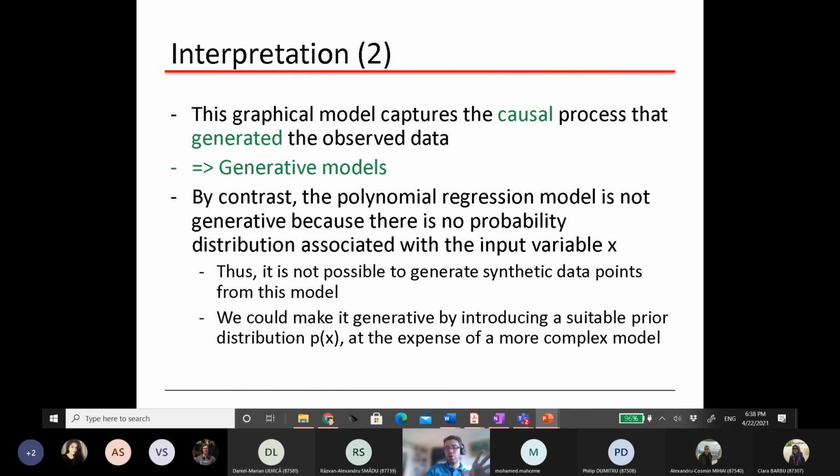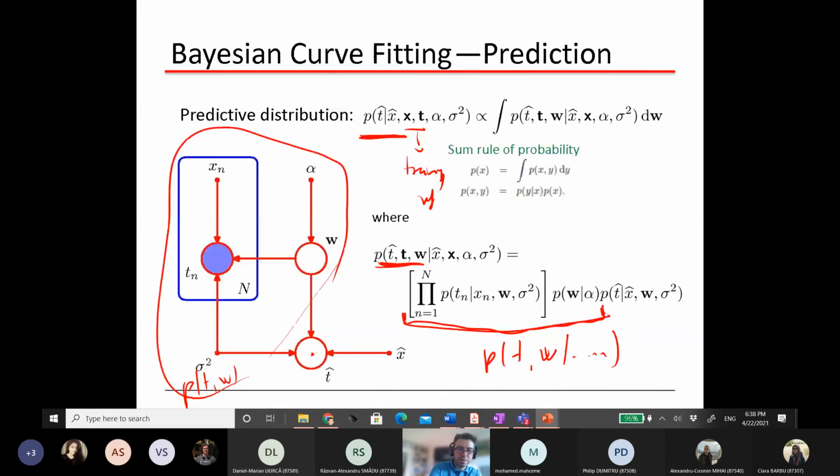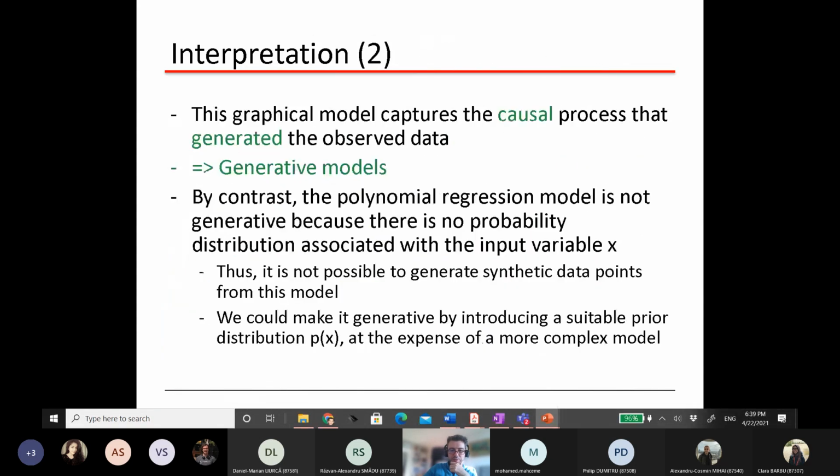And we say that not all models are generative models. For example, the polynomial regression models that we have seen are not generative because we don't have any probability distribution associated with X, the input variable. If we had a probability distribution here, then we could have sampled fantasy data. So we could make the polynomial regression model generative by adding a probability distribution associated with the input variable X, like a uniform distribution, maybe, and then we could generate synthetic data points from this model.